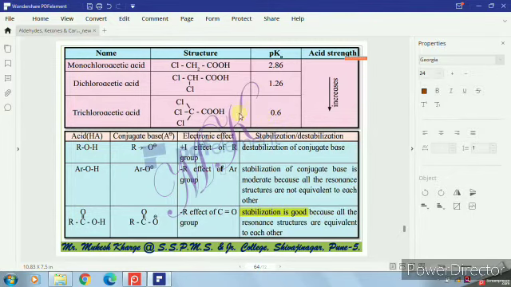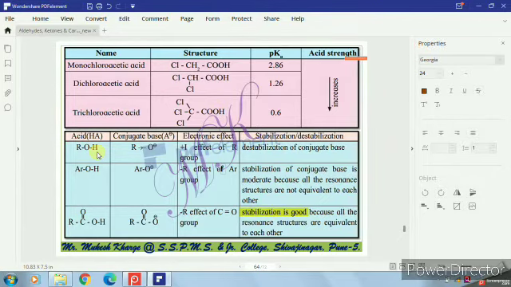That indicates that if the number of halogen atoms attached to that carbon increases, then acidic strength increases, because the number of electron withdrawing groups increases, and that stabilizes the negative charge on that carboxylate ion through the minus I effect.